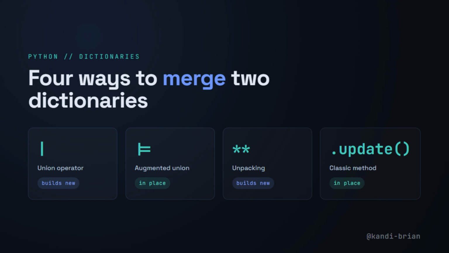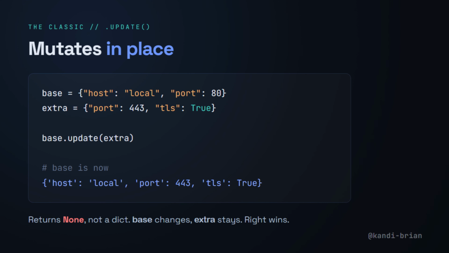Now, before syntax, one rule that governs all of it: a dictionary holds exactly one value per key. So merging isn't really combining, it's actually layering. When two dictionaries share a key, one value survives and the other is gone. Across every method we cover here, the rule is the same. The right-hand side wins. Burn that in, right wins, everything else is just spelling.